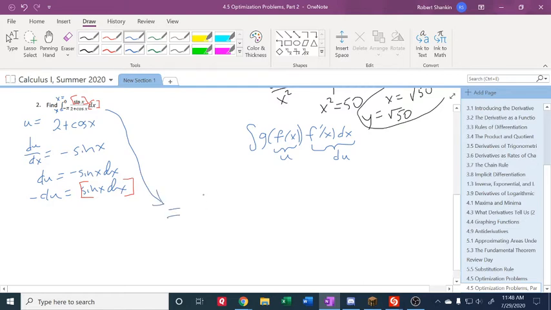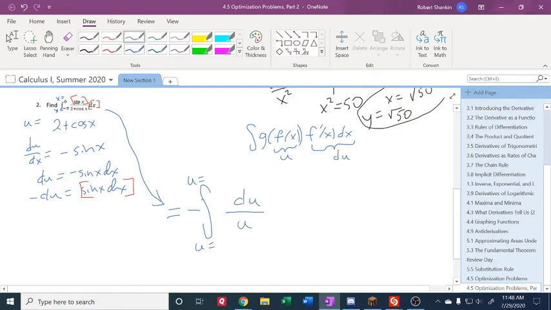This is going to equal the integral. I'm going to change my limits to u limits. And I'm going to rewrite the bottom as divided by u. And then the top, sine x dx, is the same as negative du.